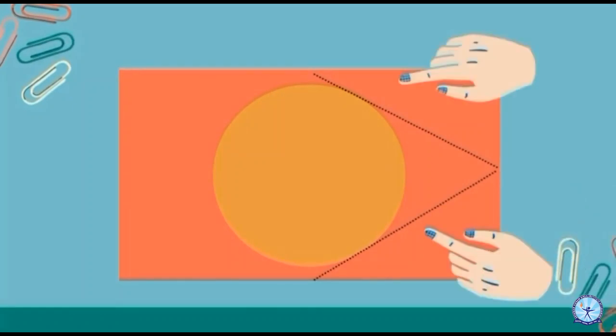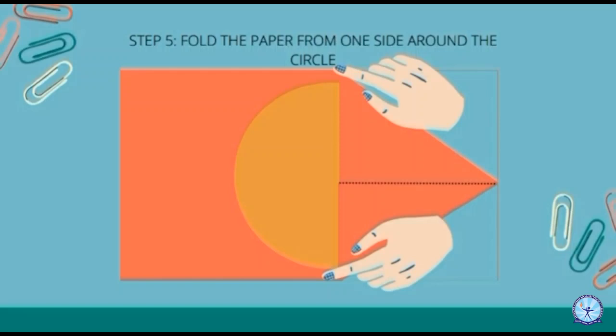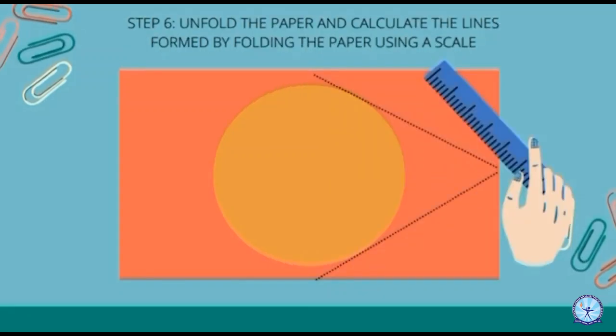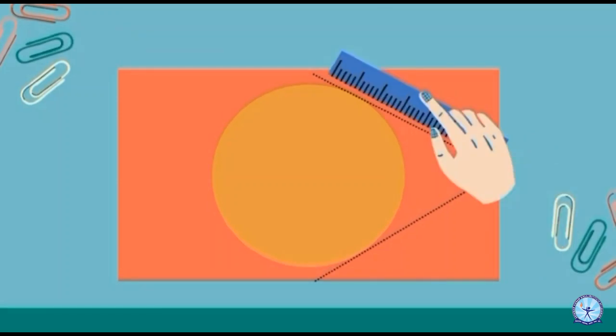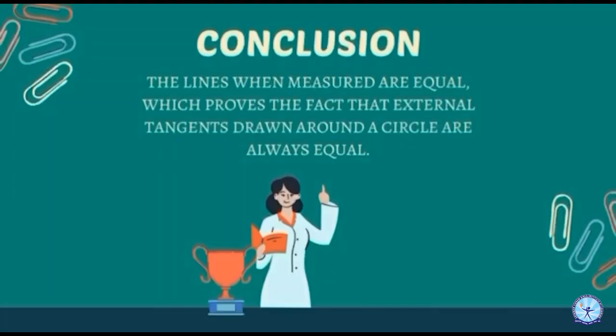Using your hands, fold the paper just like this and unfold it again, and using a ruler, measure both sides. In conclusion, we notice that the lines when measured are equal, which proves the fact that the external tangents drawn around a circle are always equal.